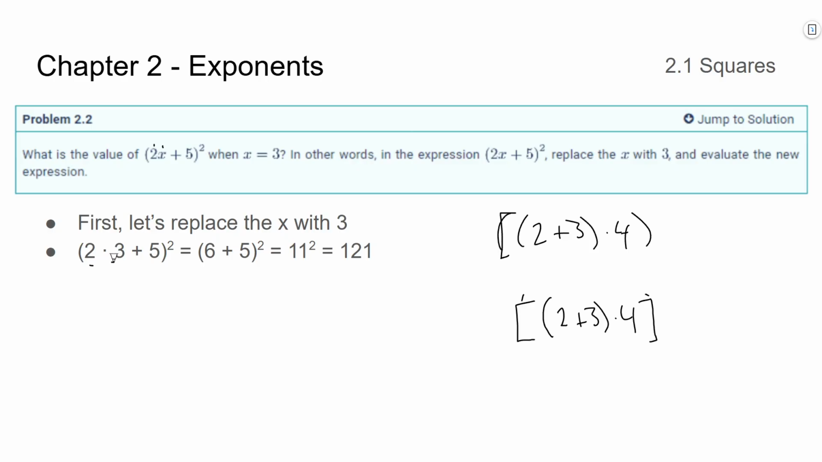So 2 times 3 is going to be 6. We have 6 times 5, and then that's going to end up being 11 squared, or 121. So hopefully that's what you got. Also, if you follow the order of operations, that's what you should get. Pretty straightforward there.